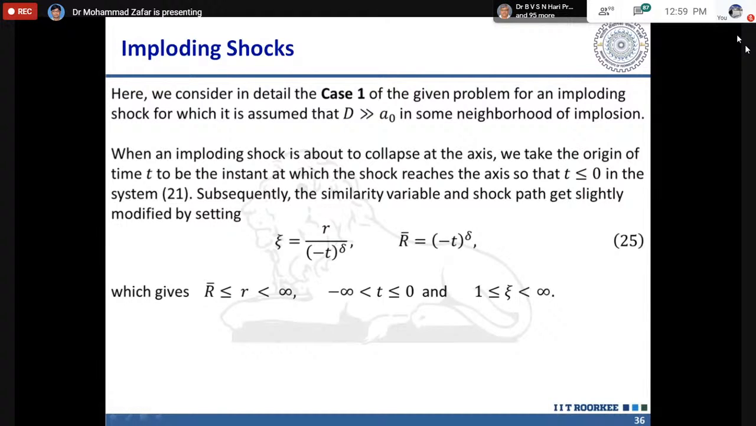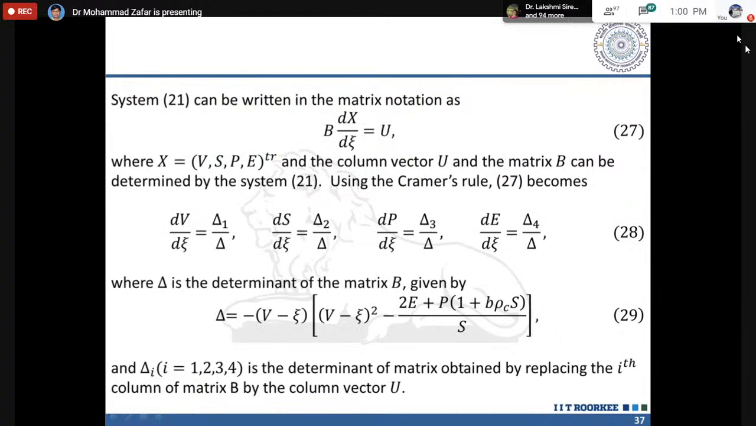I will not go into the detail of this one. Here in equation number 25, J is this one, R is the shock path, where R takes the range capital R to infinity, T is minus infinity to 0, and J, the similarity variable, is from 1 to infinity. Let's proceed to the next slide. Using Cramer's rule, the system of ODEs can be converted into equation number 28, where delta appearing here is this one, remember 29. Next slide, please.